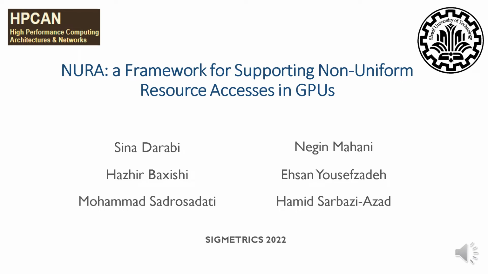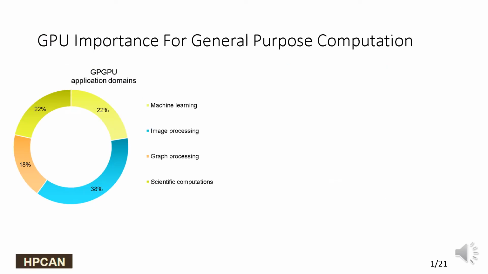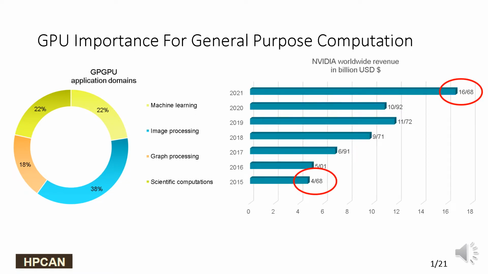Our work is called NURA, a framework for supporting non-uniform resource accesses in GPUs. GPUs are widely used in various processing domains, from image processing to deep learning and scientific simulations. Despite the ongoing global chip shortage, the GPU market saw significant growth in 2021. According to the figure from NVIDIA, its worldwide revenue increased by 4 times in 2021 compared to 2015.